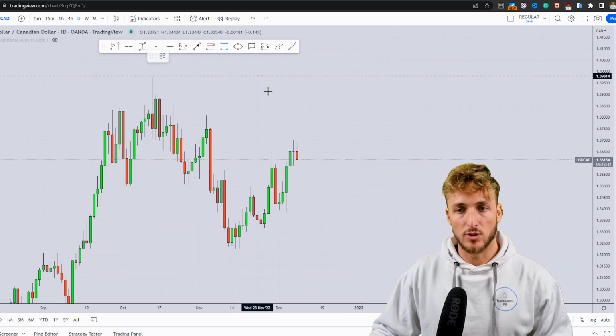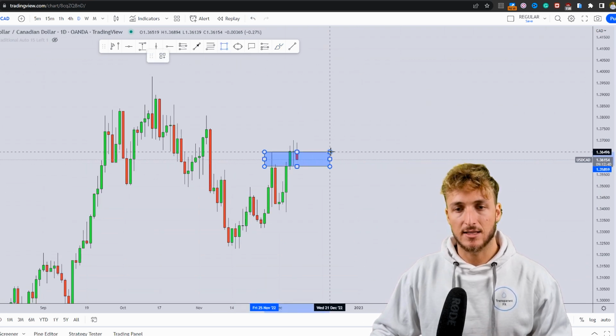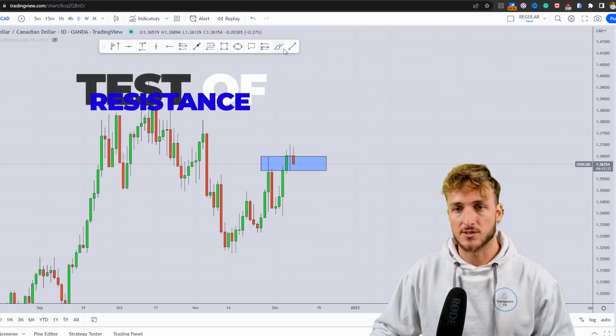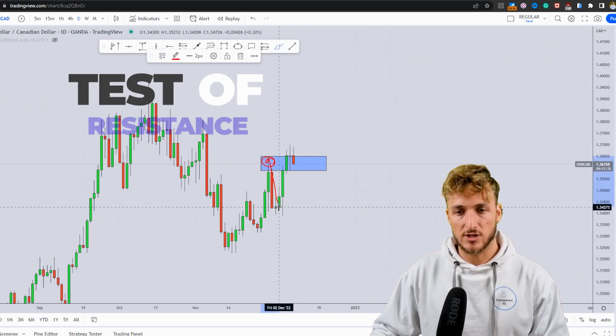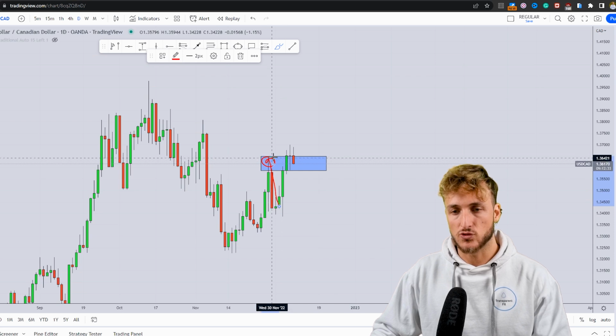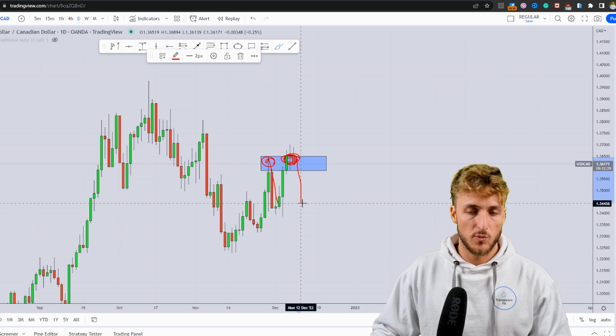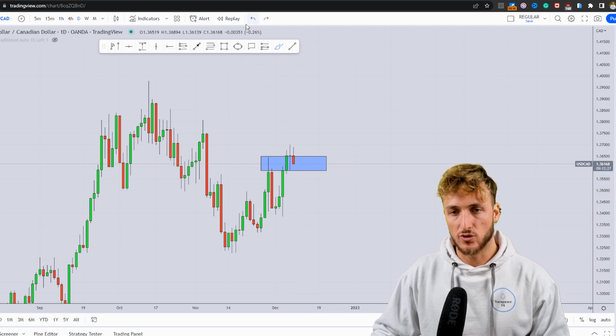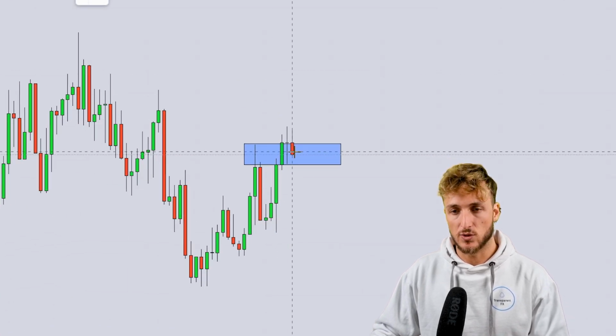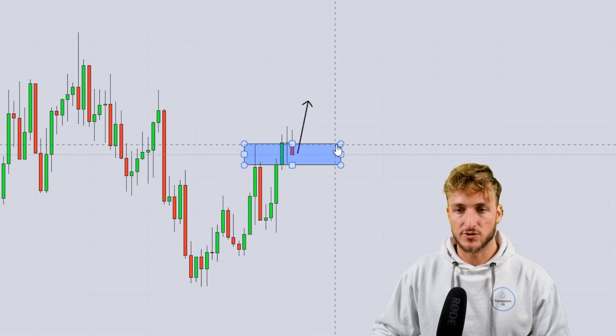Now, at the moment, what we can notice is that the market is in fact testing the previous high as resistance. From here, this rejection to the downside started, confirming this area as supply. And at the moment, the market is testing exactly that same supply, from which there is the possibility of a rejection lower.